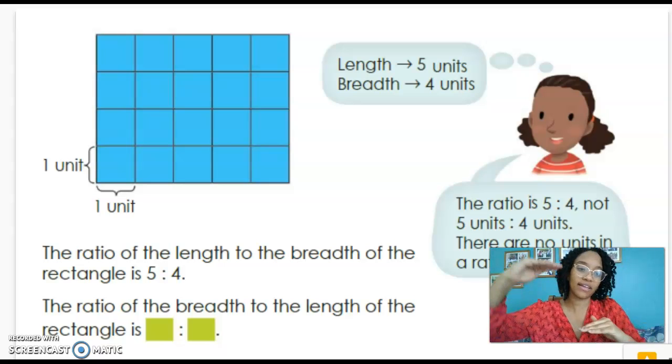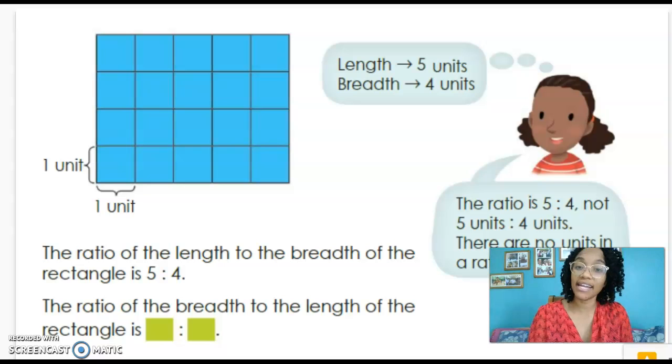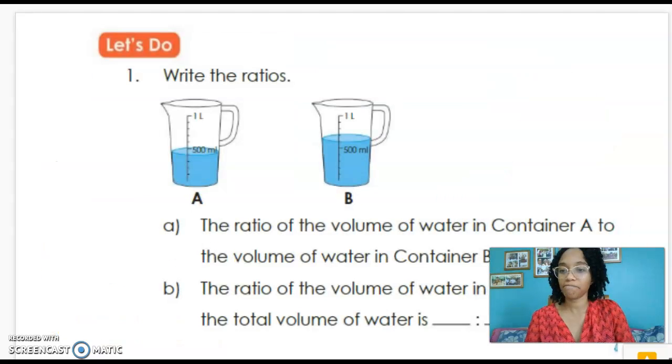The breadth or width can be counted vertically, 1, 2, 3, 4. So we see 4 units from top to bottom. The ratio is going to compare 5 units and 4 units. But remember, when we write a ratio, we only write the numbers. So the ratio of the length to the breadth of the rectangle is 5:4. The ratio of the breadth to the length of the rectangle is 4:5. Same thing. As we follow the words, we follow the numbers.